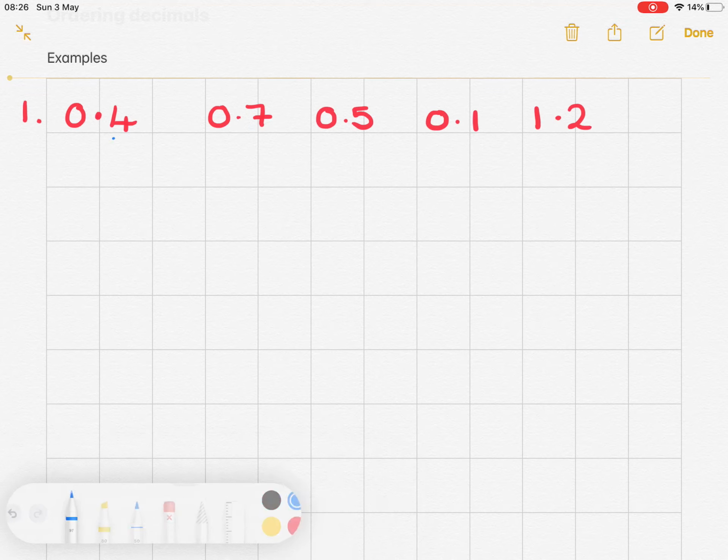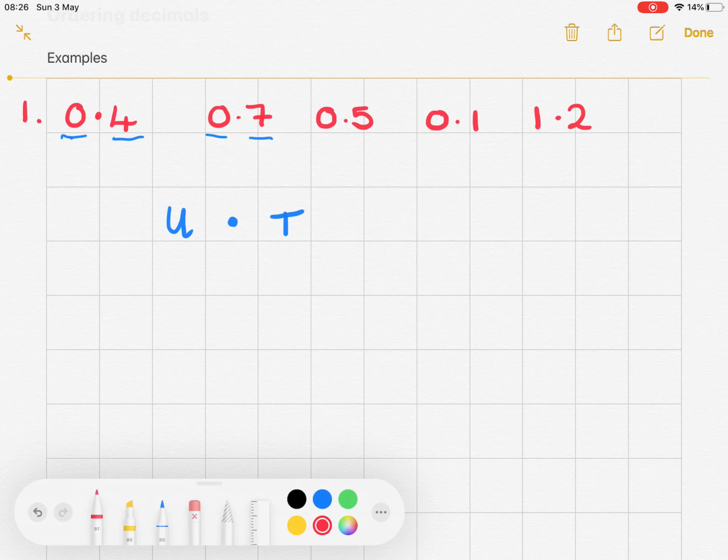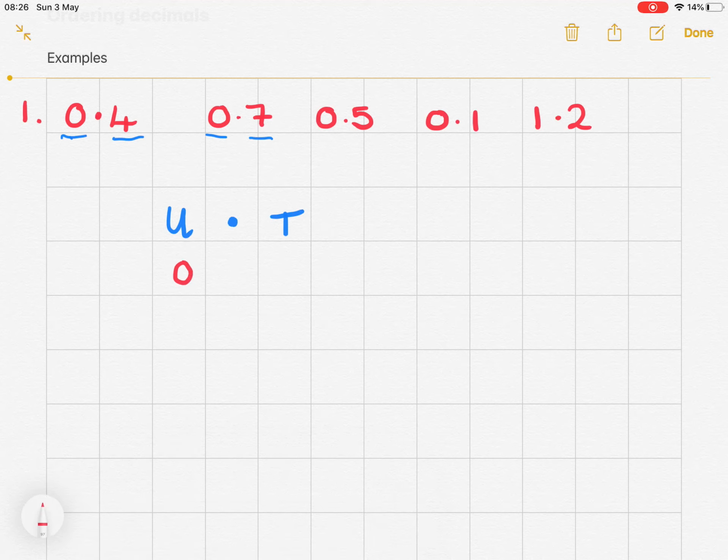Well, in this one, we've got 1 digit after the decimal place every single time, and we've got 1 value before the decimal place on every single one as well. So I'm going to create a small table where I've got units, then my decimal place, and then my tenths. Okay, and I'm going to write my numbers below that. So 0.4, 0.7, 0.5, 0.1, and 1.2.